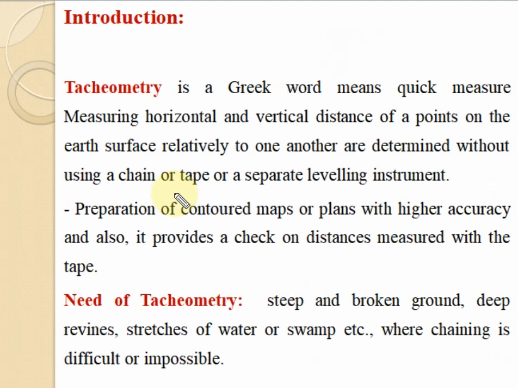Tachyometry is a Greek word meaning quick measuring. The horizontal and vertical distances of points on the earth's surface relative to one another are determined without using a chain, tape, or separate leveling instrument. It is used for preparation of contour maps or plans with higher accuracy, and also to provide a check on distances measured with the tape. Where you cannot use chain and tape, in those conditions you can use the tachyometer.